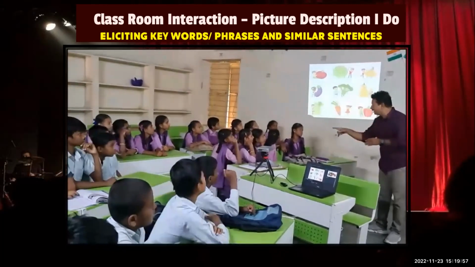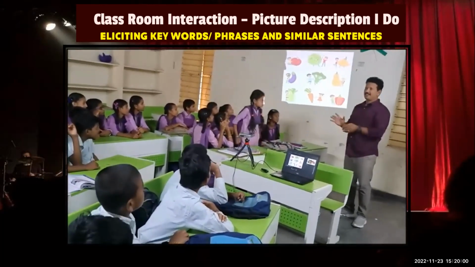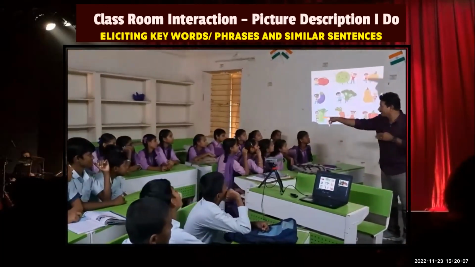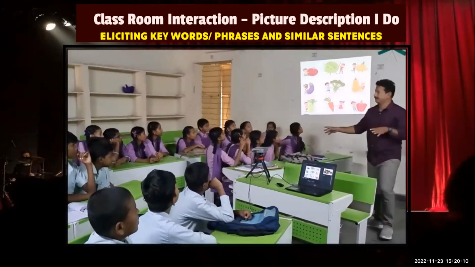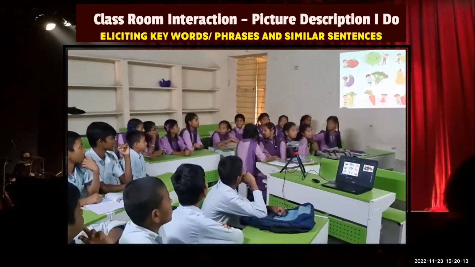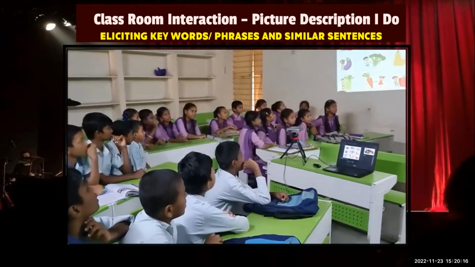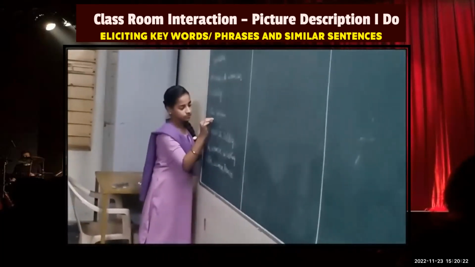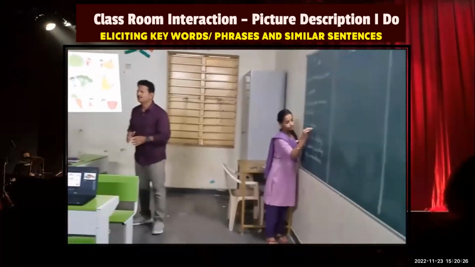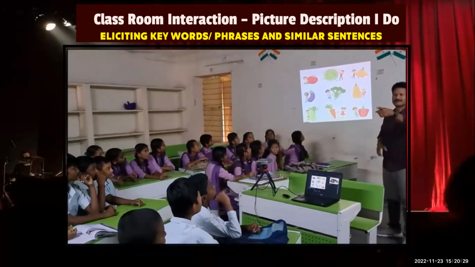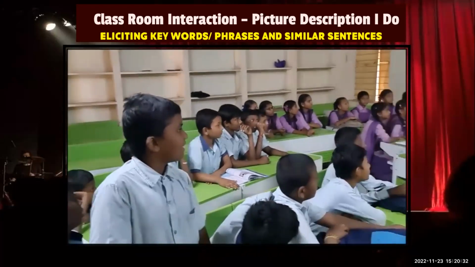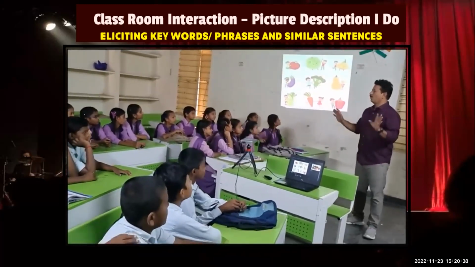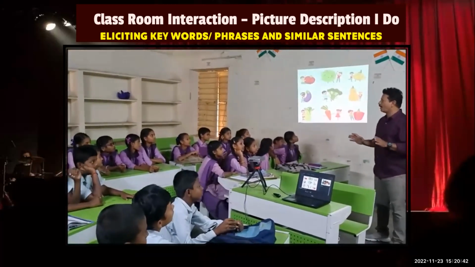And which vegetable do you like? So you can say, which vegetable do you like? Capsicum. And which vegetable do you like? Tell full sentence. I like brinjal. And which vegetable do you hate in this picture? Brinjal. I hate brinjal. Okay? Right. Very good.